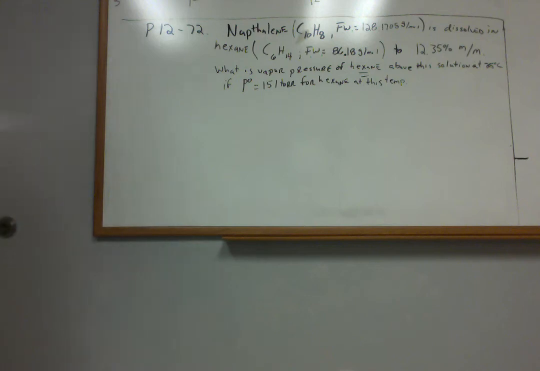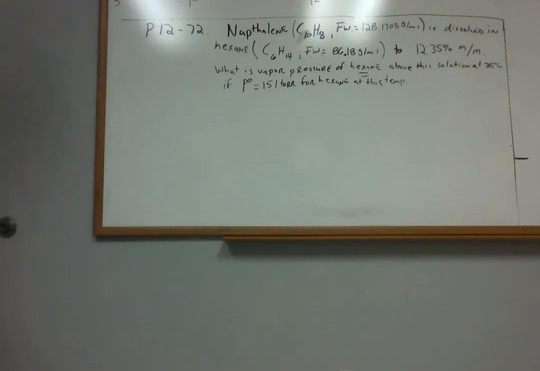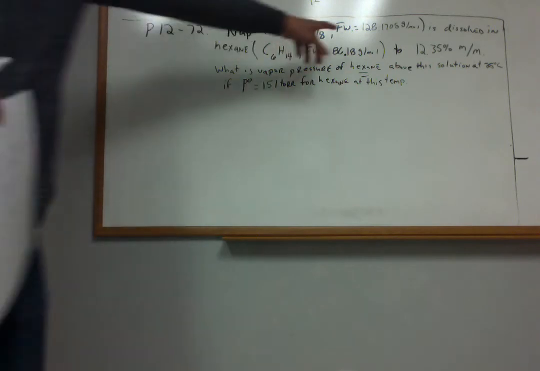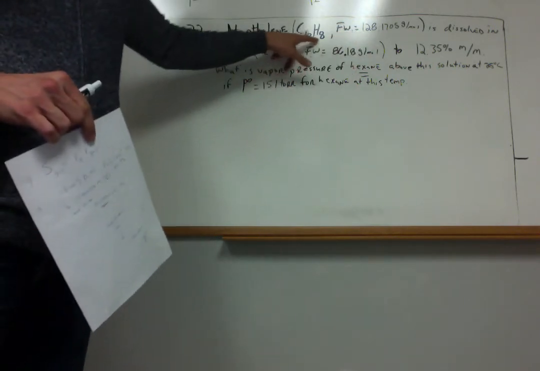Let's work another sample problem. This one's also out of chapter 12, number 72. In this problem we're considering a solution that's made from naphthalene. It's an organic compound. Has a formula weight 128.17. This is its formula, C10H8.